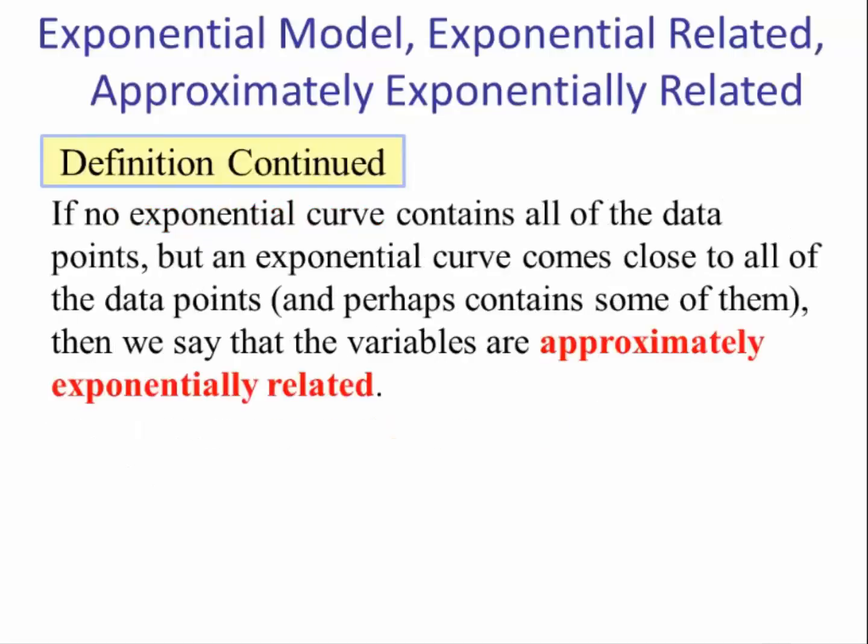If no exponential curve contains all the data points, but the exponential curve comes close to all the data points, and perhaps contains some of them, we say that the two variables are approximately exponentially related.